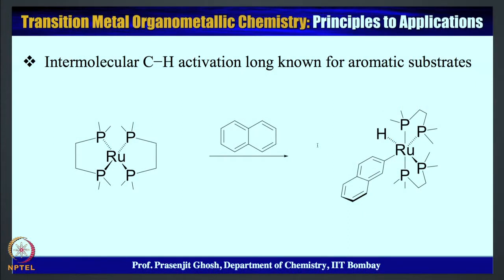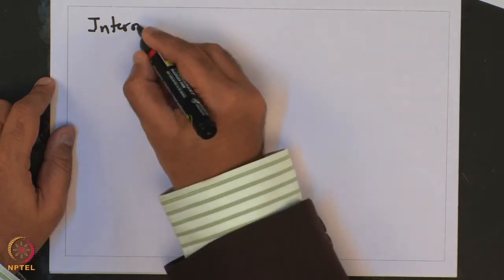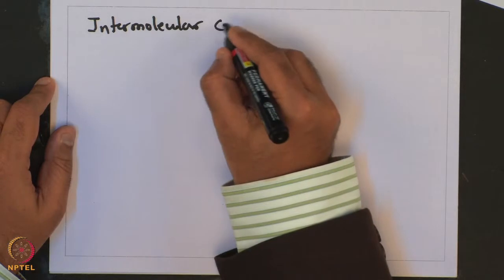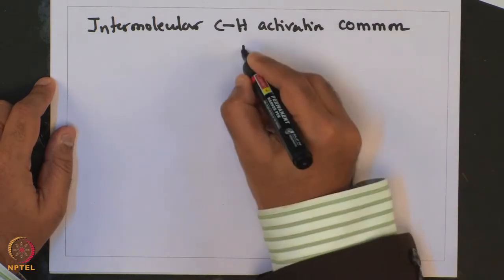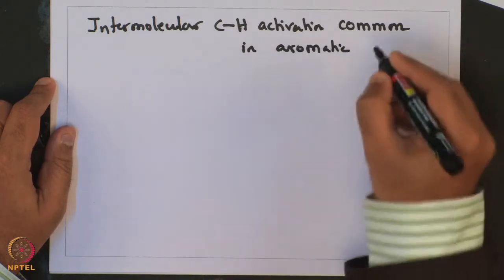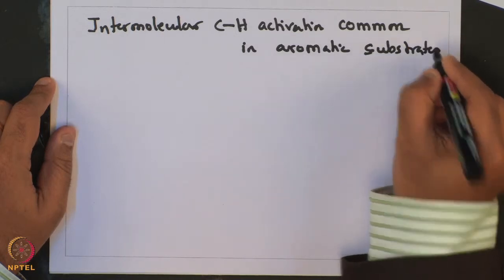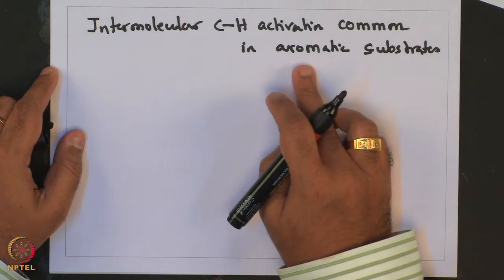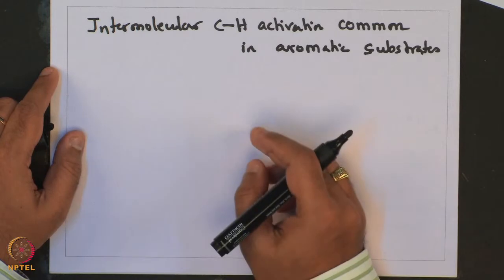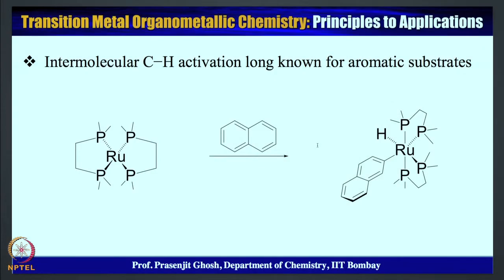So, in this lecture we are going to look at intermolecular CH activation and how this proceeds. Now, as for the intermolecular CH activation, examples of such activation were long known for aromatic substrates. It is important to note that for the intramolecular CH activation, we too have looked at a similar aromatic substrate, whereby a CH bond underwent activation intramolecularly, as discussed in the last class.